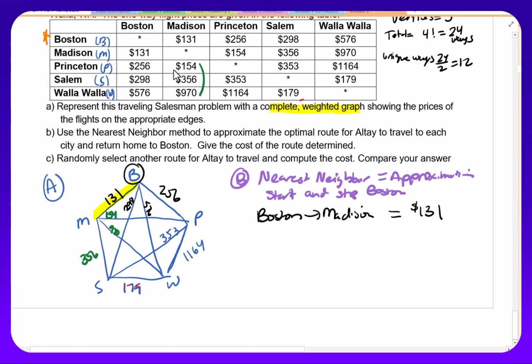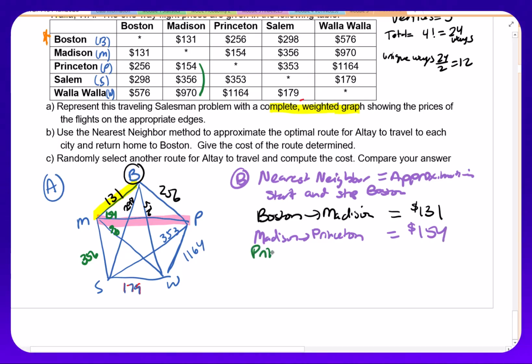Again, that was pulling from this green portion that I have from Madison. So if we look there, the 154, 970, and 356, the cheapest one is to go across. So we go from Madison to Princeton, and that cost is the 154. So now I'm at Princeton.